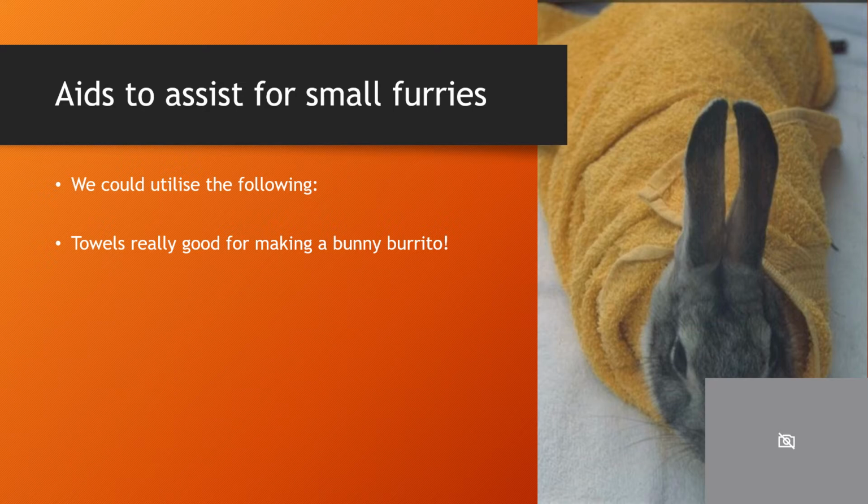Aids to assist us with small furries. We can utilise the following as seen in the image on the right hand side. Towels. They are really useful for making an animal feel secure and safe. We may use the term bunny burrito, which is quite true because we're wrapping them up nice and gently so that we can secure all four limbs, especially the potentially dangerous hind limbs, which can be very useful in relation to not only kicking staff but also scratching us as well. So by using such an aid, we're keeping them secure and safe, but also protecting ourselves and also them from any harm.